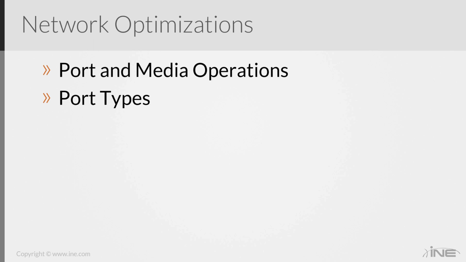What is gigabit versus 100 meg? What are some of the counters at the interface level? Some of the port types we're going to take a look at are: is it an edge port? Is it a trunk port? What are the details behind each one?